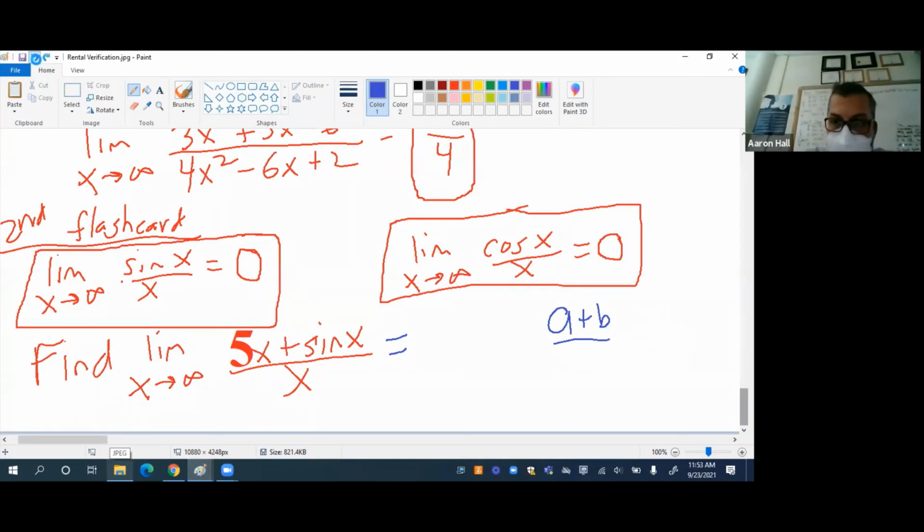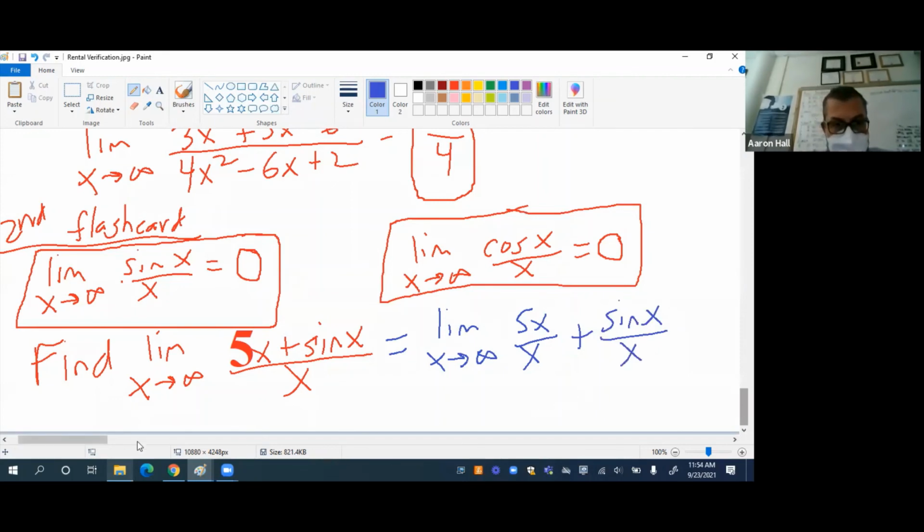5x over x. Okay, so I have the limit as x approaches infinity of 5x over x plus sine of x over x, okay? And now you do the sum rule. Before the sum rule, can't we simplify this a little more? We can. Yeah, we just get 5. So now we're going to do the sum rule where I have the limit as x approaches infinity of 5 plus the limit as x approaches infinity of sine of x over x.